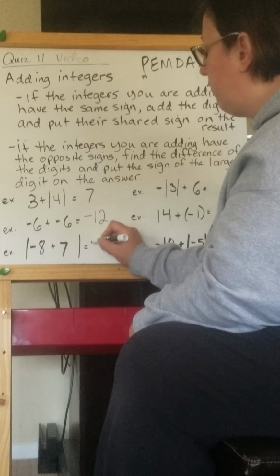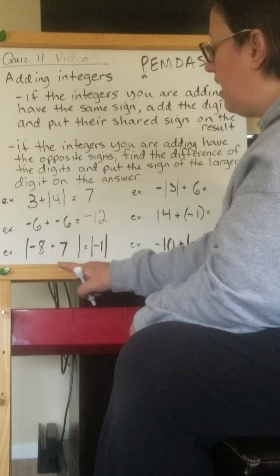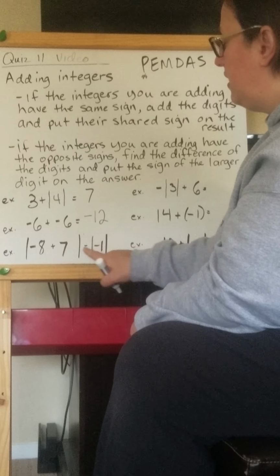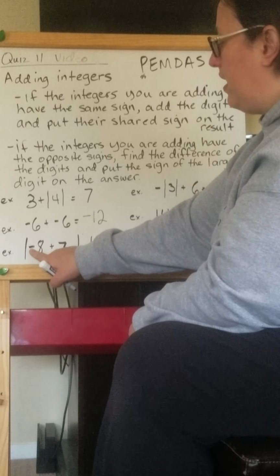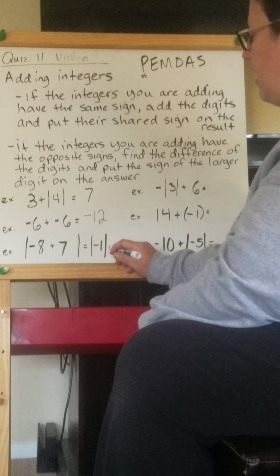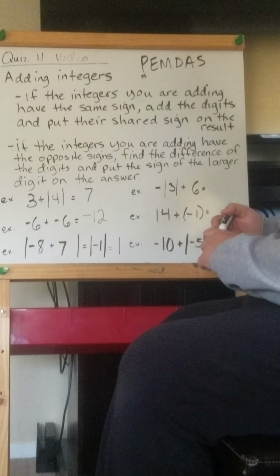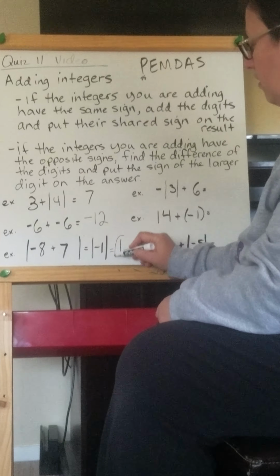So let's rewrite this. The difference between 8 and 7 is 1, and we need to have that negative sign. So now what is the absolute value of negative 1? A positive 1. So that is your answer.